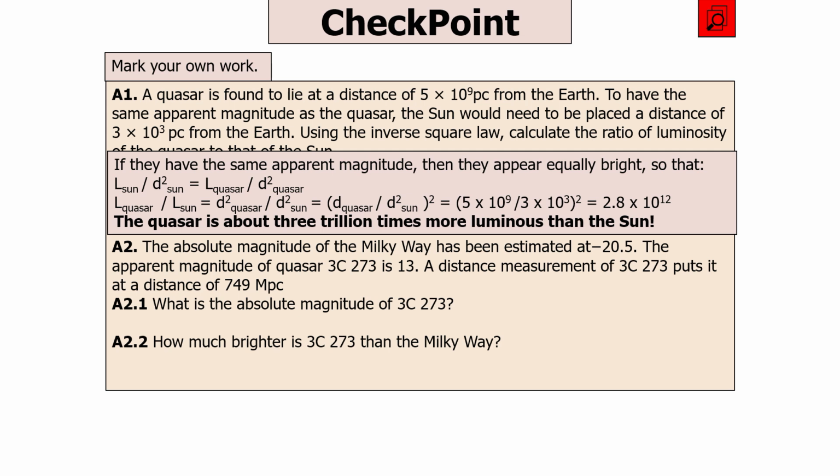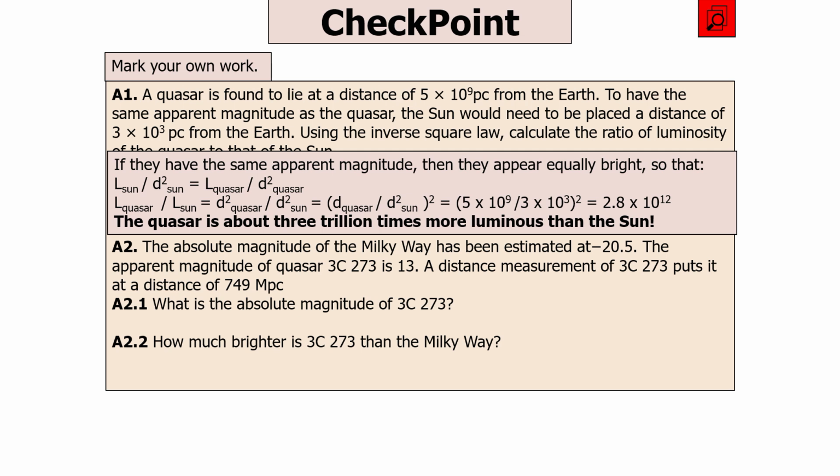Now we have the value of the distance to the quasar, we have the value of the luminosity, and the distance to the Sun is 3 times 10 to the 3 because they're both in parsecs. That's fine. We can then find the luminosity of this quasar relative to the Sun. So you divide one by the other, and you get 2.8 times 10 to the 12.